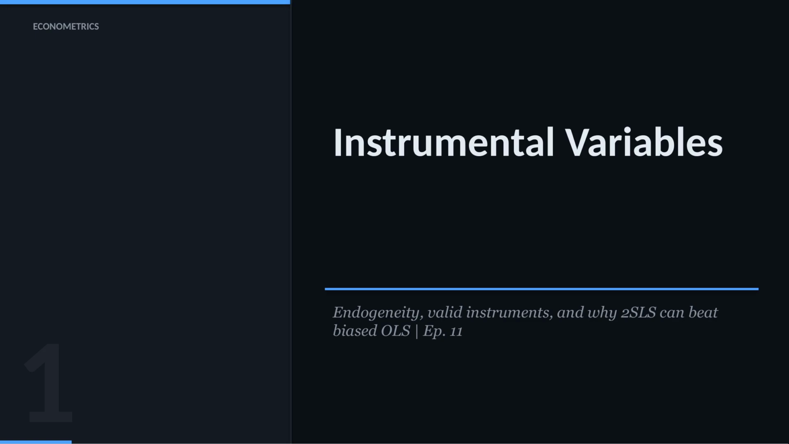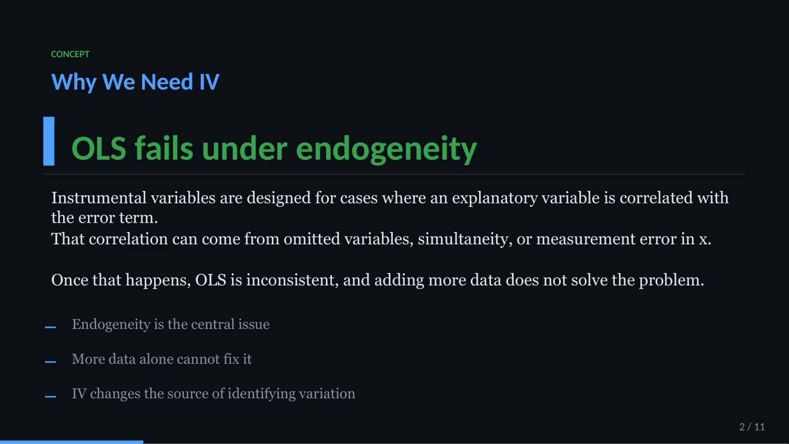Instrumental variables is one of the most important tools in econometrics because it is what we reach for when the main regressor is endogenous. That is the point where OLS stops being trustworthy, not because the sample is small or the errors are non-normal, but because X itself is tangled up with the error term. The core problem is endogeneity.